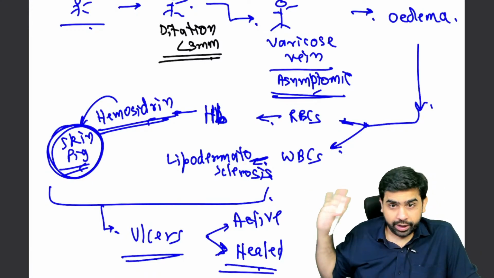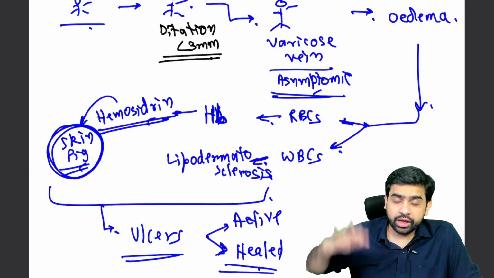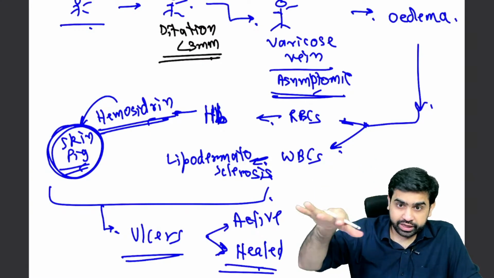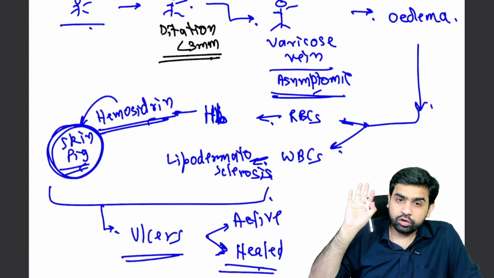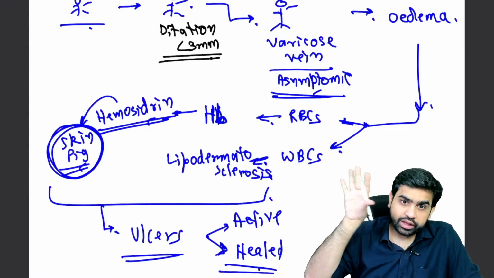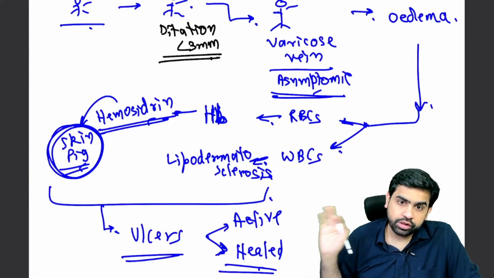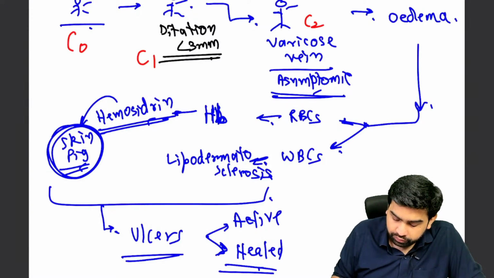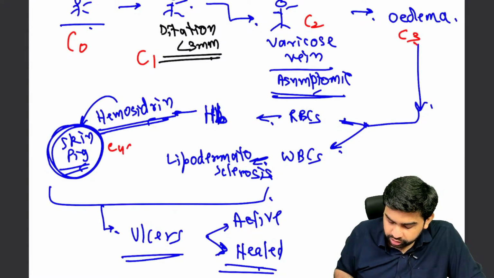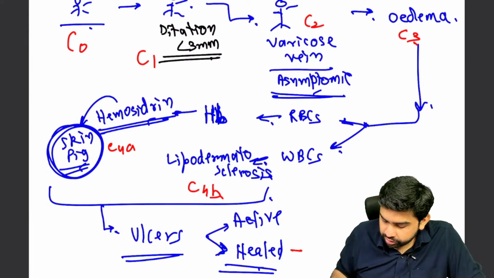Now I hope you have understood this point. Very, very simple. Normal individuals, then dilated veins, that is the reticular vein or telangiectasia, then asymptomatic varicose vein, edema, skin pigmentation, lipodermatosclerosis, an active ulcer and a healed ulcer. Normal is C0. Dilated veins, reticular veins, is C1. Varicose vein is C2, edema is C3, skin pigmentation is C4A, lipodermatosclerosis is C4B, healed ulcer is C5, and active ulcer is C6.